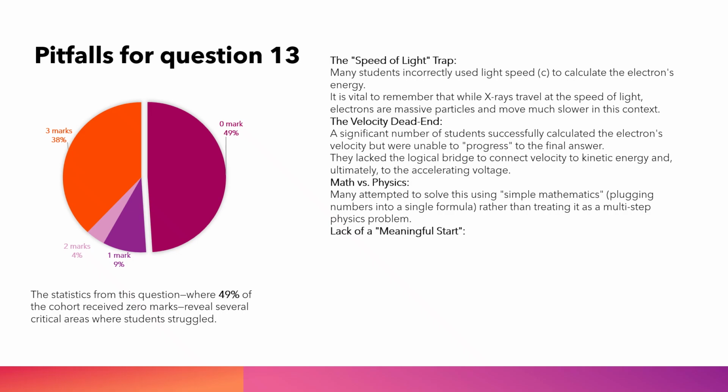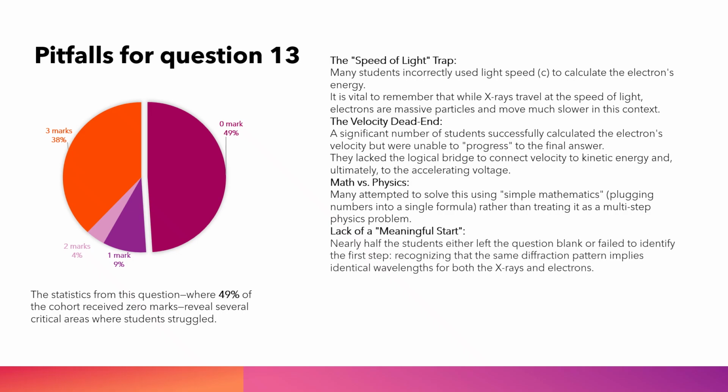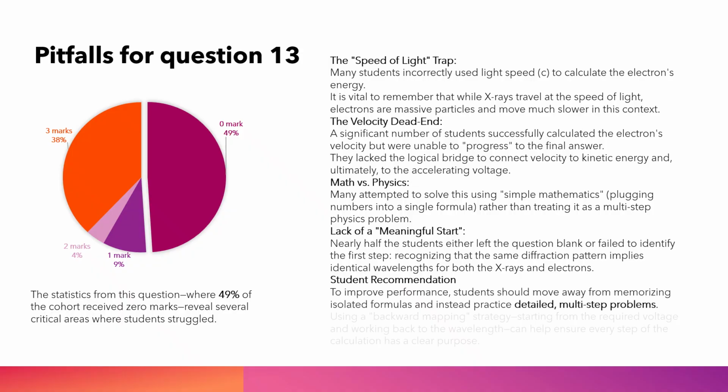Lack of a meaningful start. Nearly half the students either left the question blank or failed to identify the first step, recognizing that the same diffraction pattern implies identical wavelengths for both the X-rays and electrons. Student recommendation. To improve performance, students should move away from memorizing isolated formulas and instead practice detailed, multi-step problems.